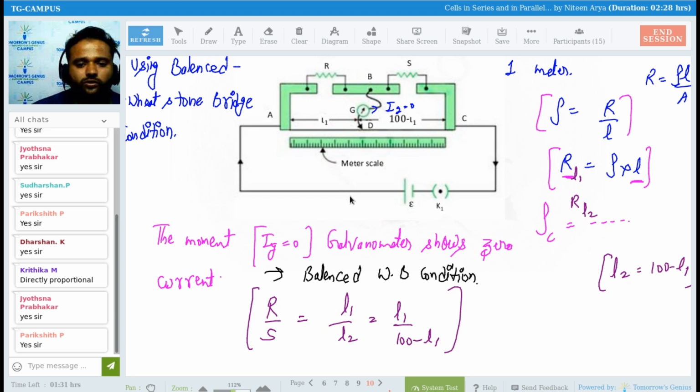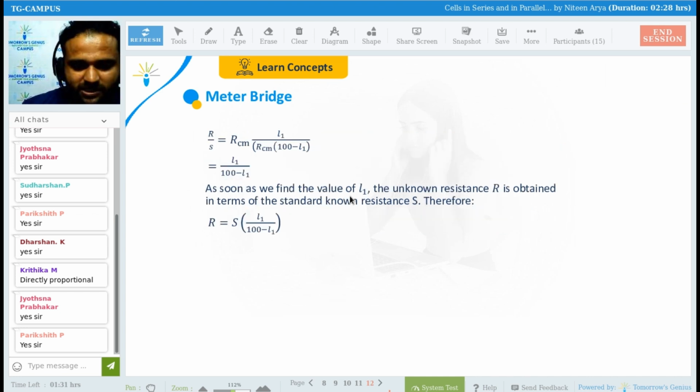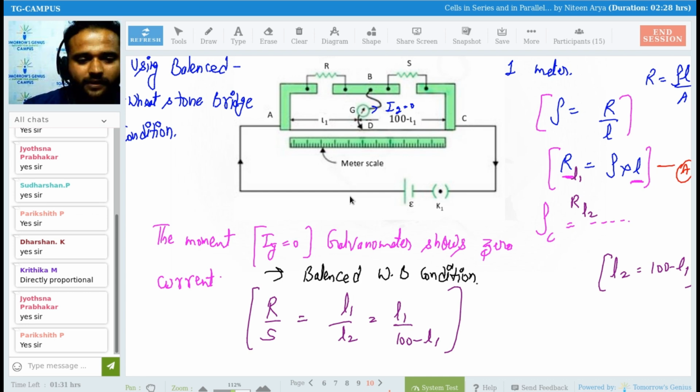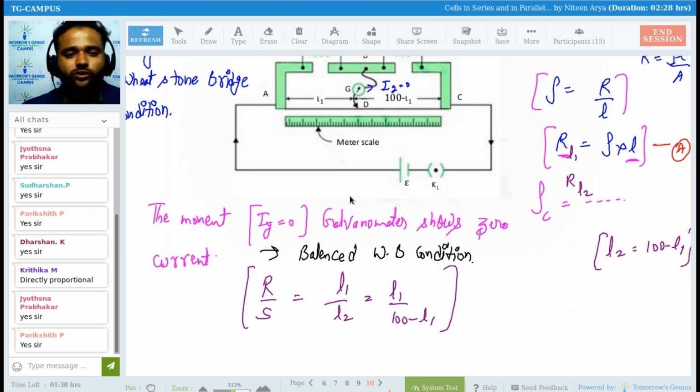The moment Ig equals 0, the galvanometer shows 0 current. Again, with the balanced Wheatstone bridge condition we have R by S equals L1 by L2. If you wonder why I directly put L1 by L2, this is nothing but the resistance of the wire for length L1 and L2. Everything after that is theory. If you have any question till now, you can ask me. If you don't, read the theory or take a break, and then after the theory the proof is already easy on the next slide, and after the proof we are going to do the questions. Is this clear, everyone?